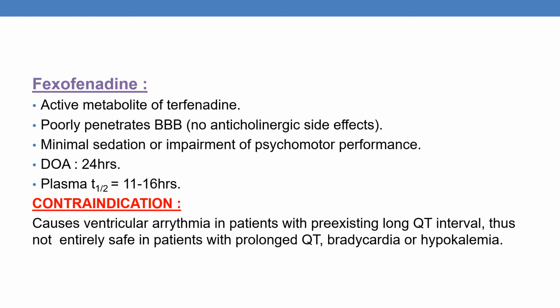Coming to the drugs. The first is fexofenadine. It is an active metabolite of terfenadine. It poorly penetrates the blood-brain barrier. Hence, it does not have any anticholinergic side effects. It has minimal sedation or impairment of psychomotor performance. Duration of action is 24 hours and the plasma T-half is 11 to 16 hours.